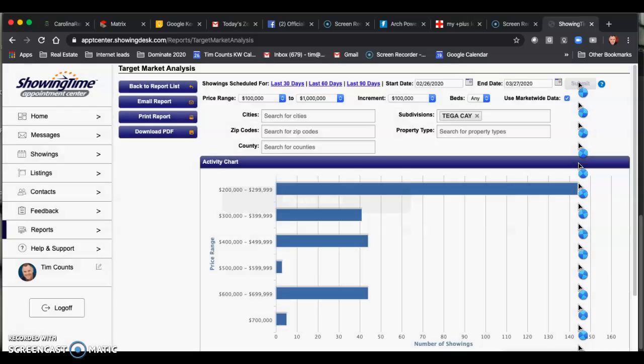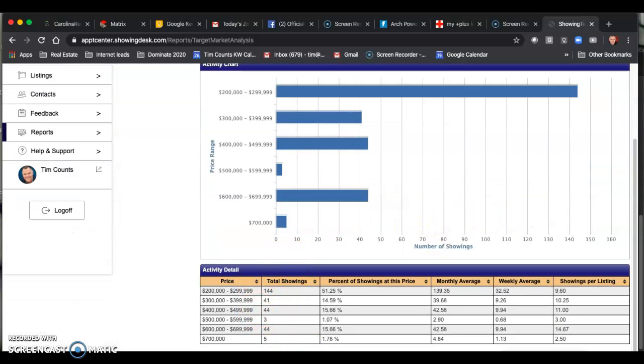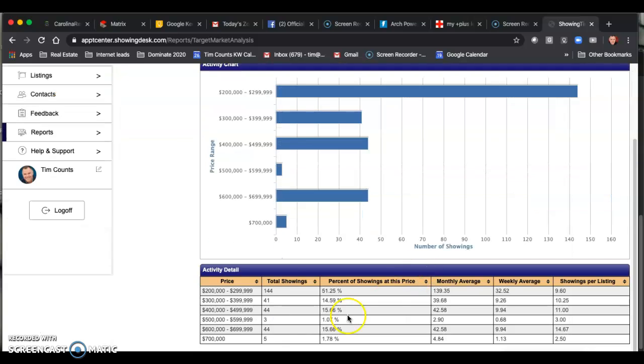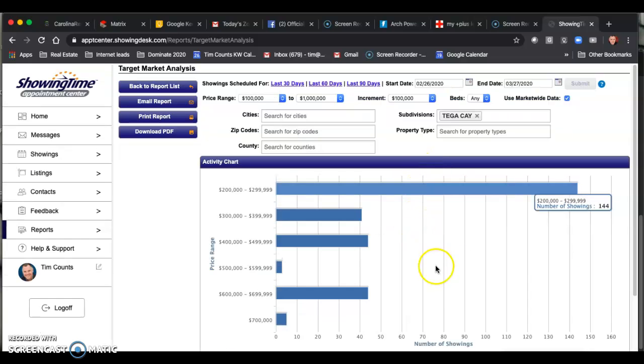and hit submit. What this report tells us is this is how many total showings there were from February 26th to March 27th in these price ranges in Tega K. So for example, $200,000 to $299,000, there were 144 showings into that month period.